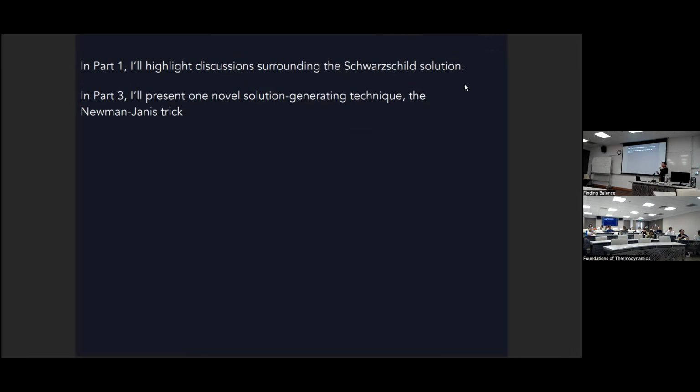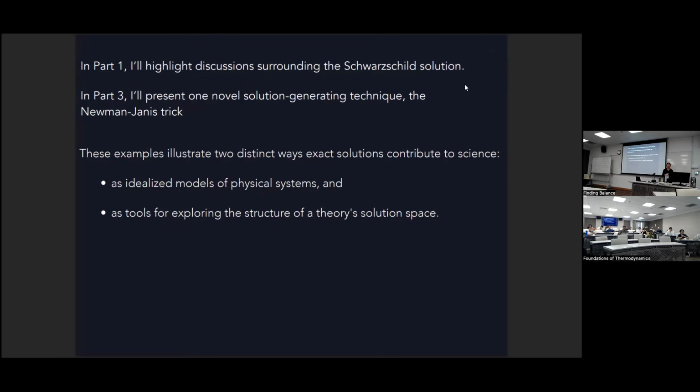I'm going to give part 1 and part 3 through 2 specific examples. First, discussions around the Schwarzschild solution for part 1. And for part 3, I'm going to present one of the solution generating techniques presented at the time, what's called the Newman-Janis trick. But really, these are just 2 examples meant to show you how people are thinking differently. The part 1 example is an idealized model of a real physical system, and the part 3 example is a tool for exploring the structure of a theory's solution space.